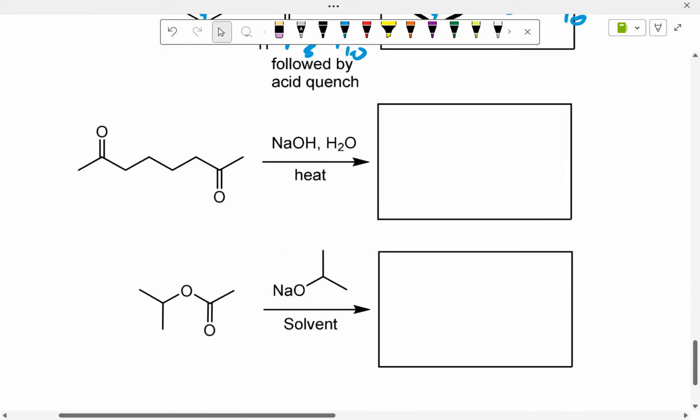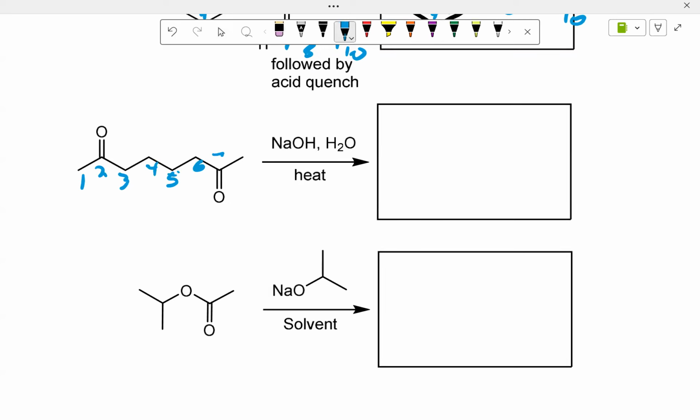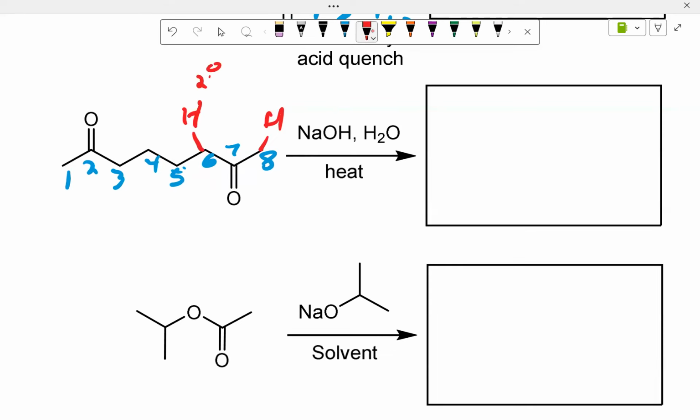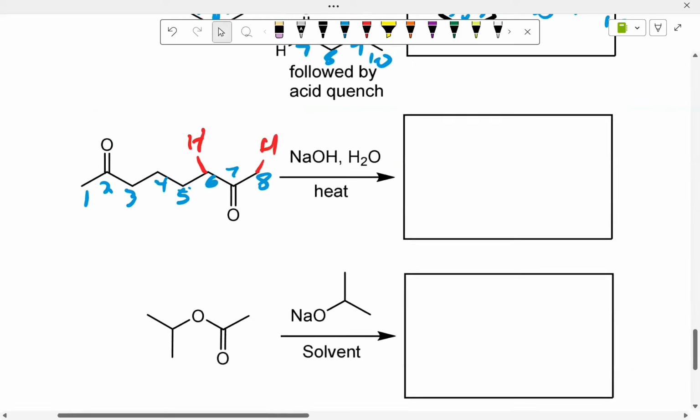All right, next one. We're doing an intramolecular aldol reaction here. Let me number the carbons. In the first step, you'll see that there are 2 alpha protons that can be deprotonated, and it's the same on the other side. But since it's a symmetrical molecule, it doesn't matter too much. However, it's going to matter whether you deprotonate from the secondary carbon here or the primary carbon. Let's look at what both products would be and then decide which one it's going to be.